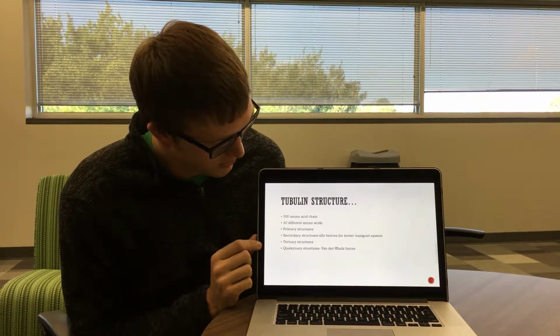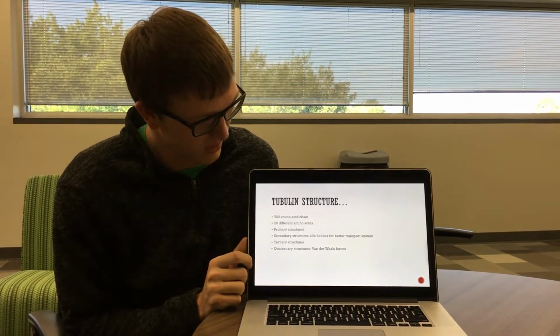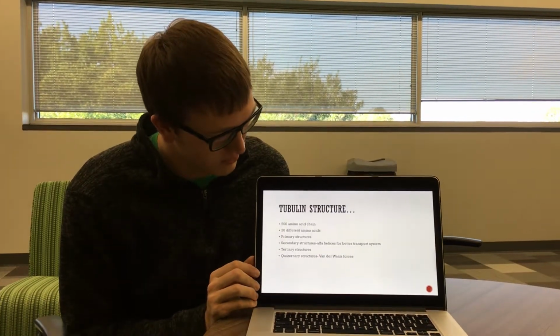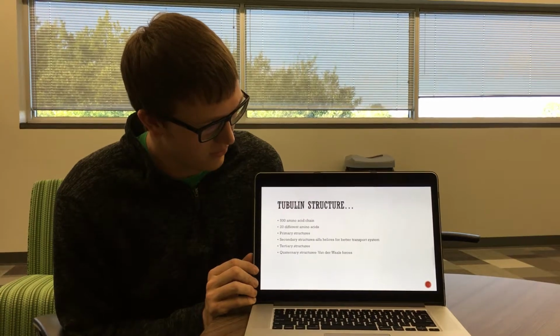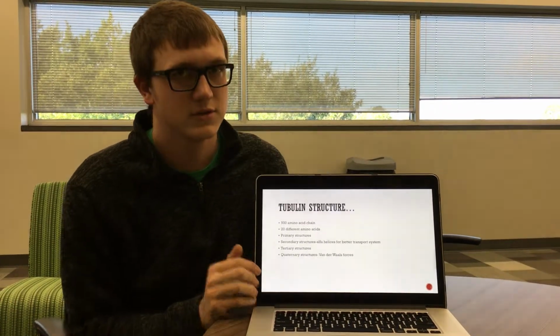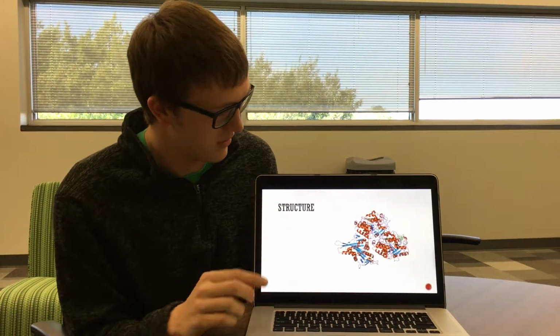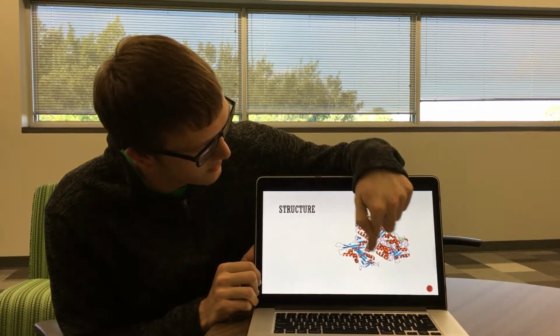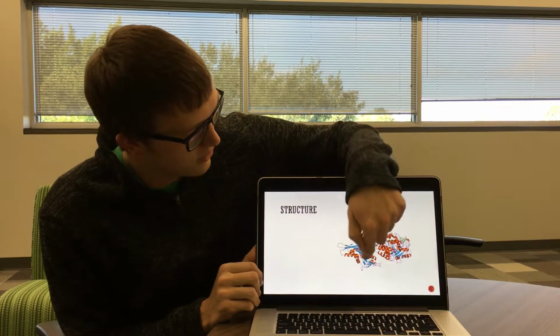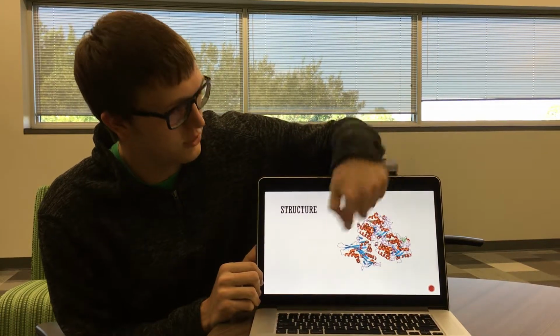And then there's the tertiary structures, which is the bonding in the protein when it folds back on itself. And then the quaternary structures, which rely heavily on the van der Waals forces to bond 2 of the proteins together. So this is a protein structure of tubulin. You've got your helices, your sheets, your tertiary structures, and then your quaternary structures.